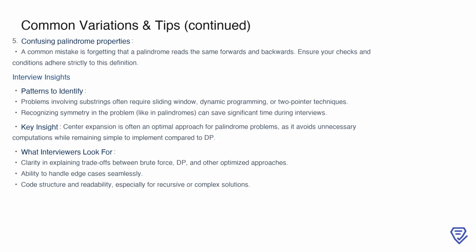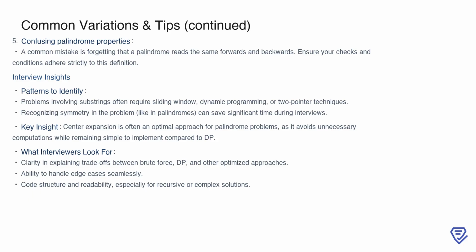Now, when it comes to interviews, there are important patterns to identify. Substring problems often involve techniques like sliding windows, dynamic programming, or 2-pointers. Recognizing symmetry in the problem, such as the nature of palindromes, can dramatically simplify your approach. For example, center expansion is a highly efficient and intuitive method to solve this problem, as it avoids unnecessary computations while being straightforward to implement compared to dynamic programming.